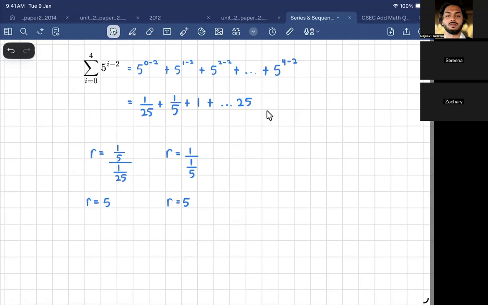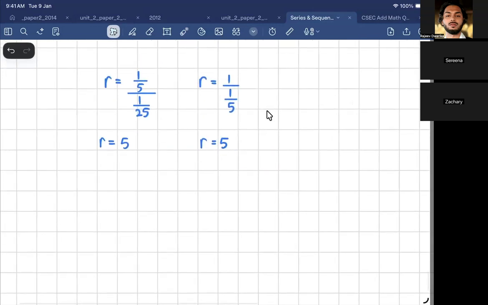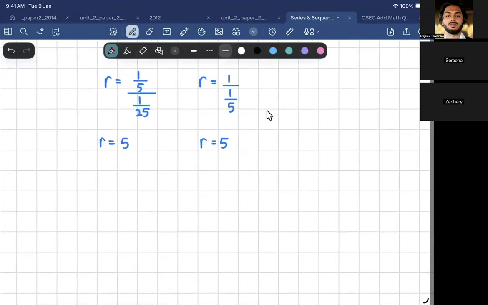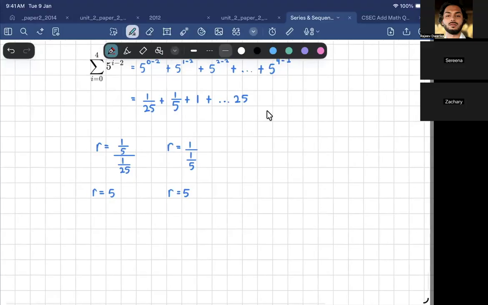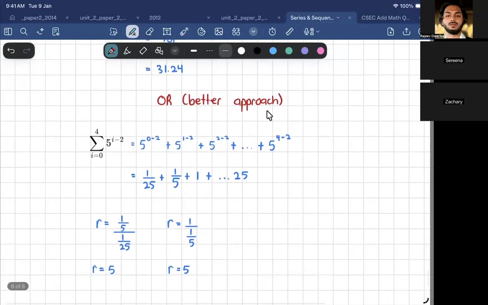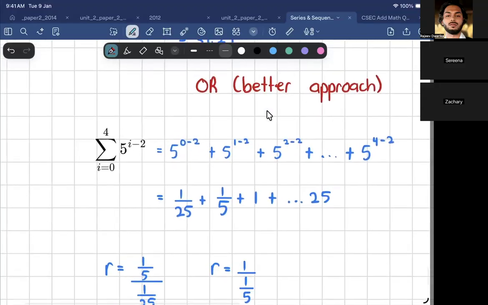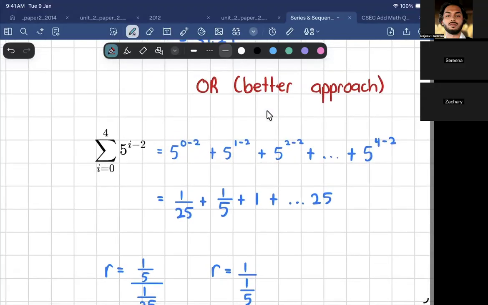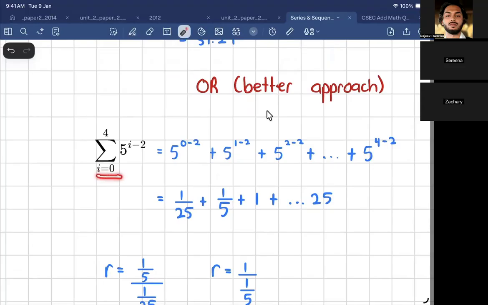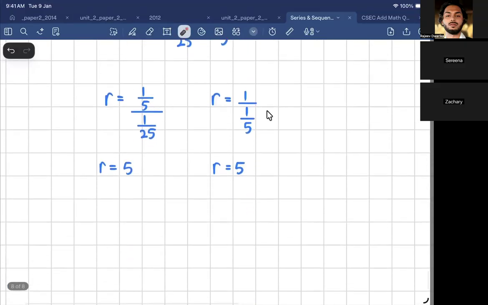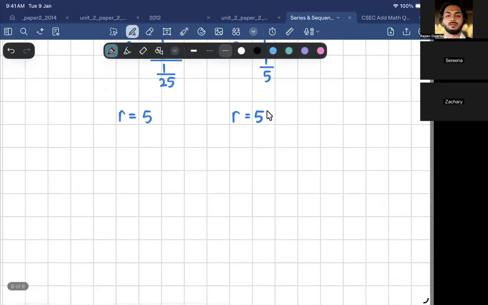So Zachary, we know what R is. R is equal to 5, and we want to find the sum up to the what term? Now you've got to be very careful here, Zachary. If you're starting from 0 and you're going up to 4, how many terms is that? How many terms are you generating? You're generating 5. So you will want to find the sum up to the fifth term, right?